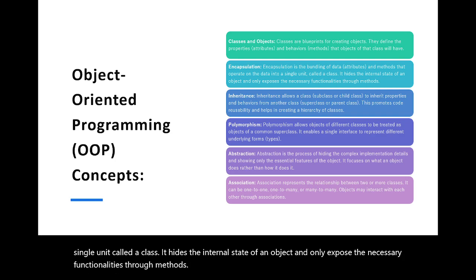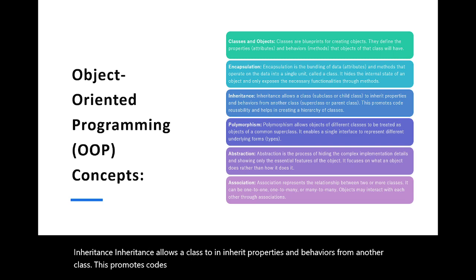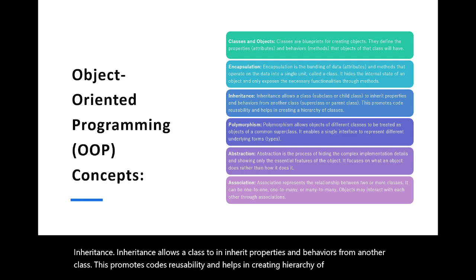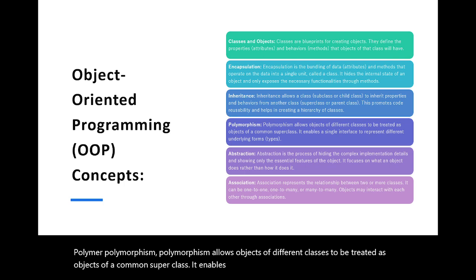Inheritance. Inheritance allows a class to inherit properties and behaviors from another class. This promotes code reusability and helps in creating a hierarchy of classes. Polymorphism. Polymorphism allows objects of different classes to be treated as objects of a common superclass. It enables a single interface to represent different underlying forms.